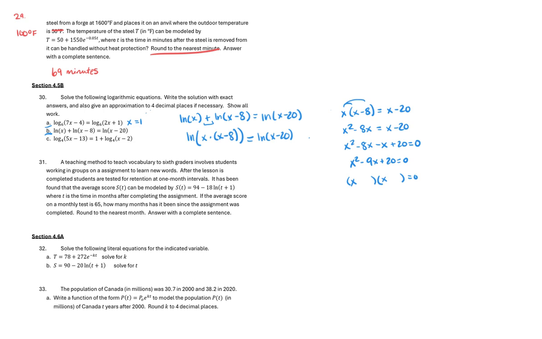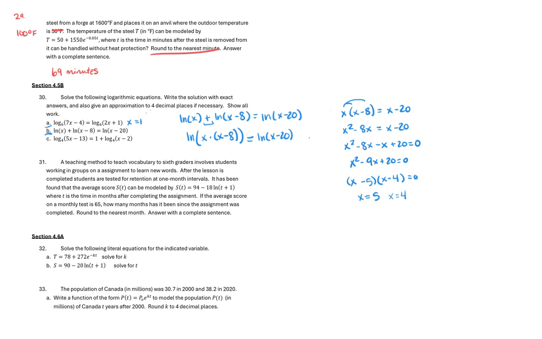So now that we have that, we know that 5 and 4 can give us 20 by multiplying, and by adding them we get 9. But they both need to be negative, so we get this negative 9 and the positive 20. So x equals 5 and x equals 4.